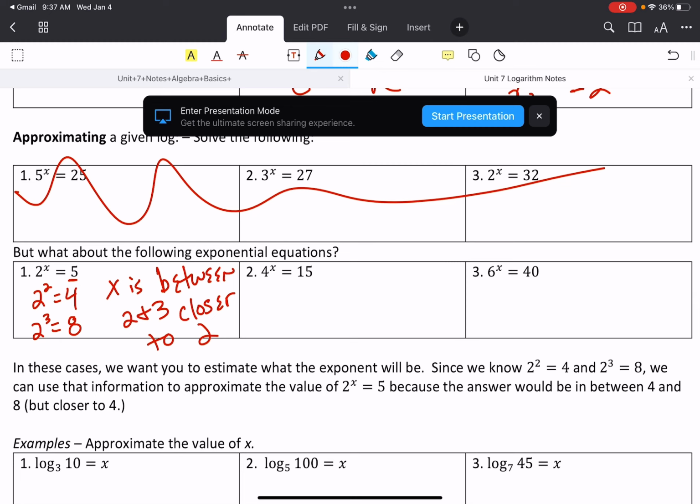Okay, give me a whole number close to 15 that I know 4 is going to go into. 4 and 4 is 16. Okay, so 4 squared is 16. Now, do I want a bigger one than 16 to wrap around the 15? No, I want a lower one. So I'm going to do 4 to the first is 4. So I know x is between 1 and 2. Which one's it closer to? 2. Good.